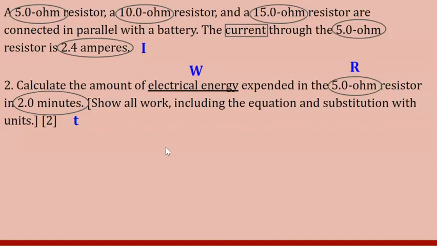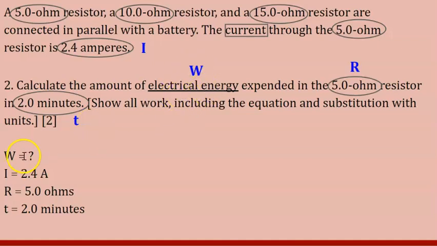Something that I've seen some of you do during class is add on these variables next to whatever you're given. So you can write I next to 2.4 amperes to remember that that's my variable for I, or that's what I'm going to plug in for I. Electrical energy, the variable for that is W, so you can put a W. 5 ohms is the resistance, 2 minutes is the time. So that's just another strategy that you can use if you'd like. And it really helps me list out my variables.